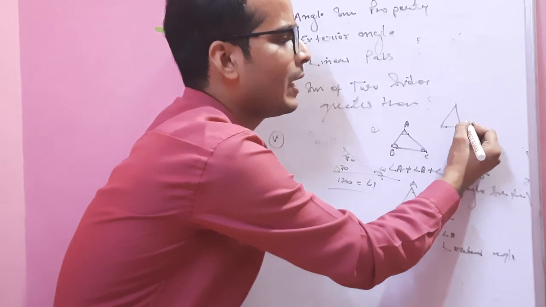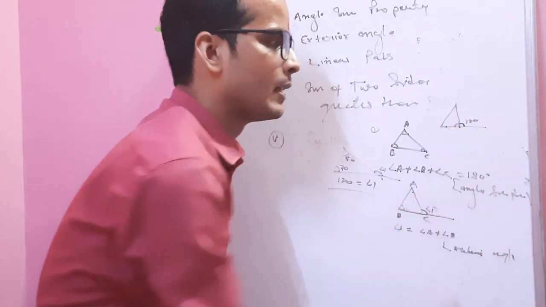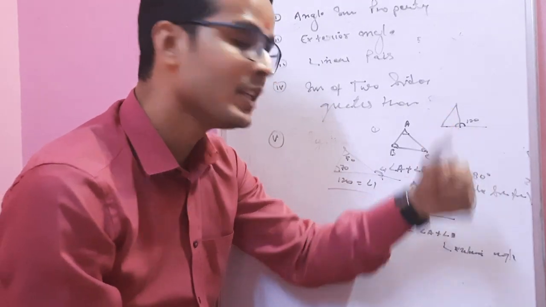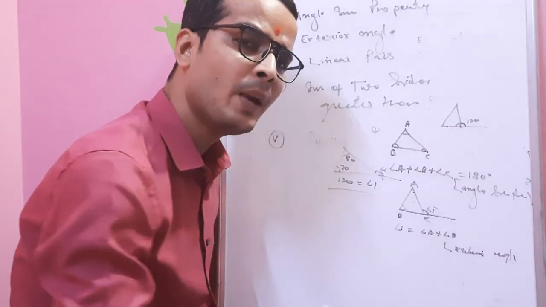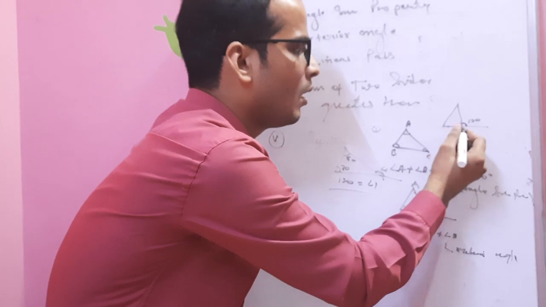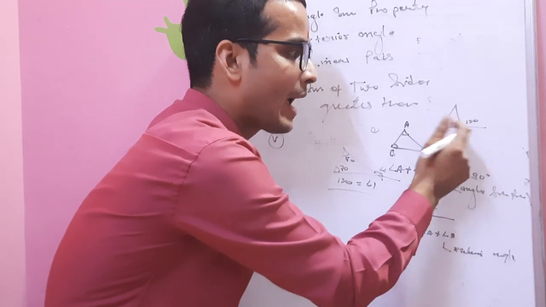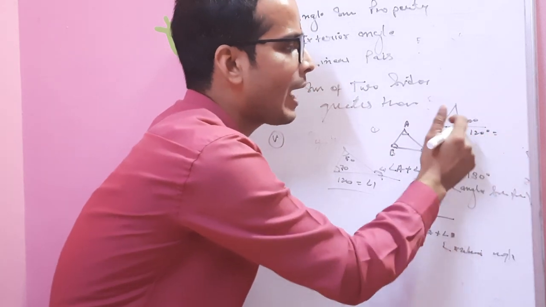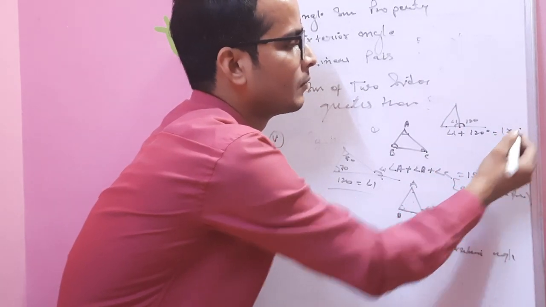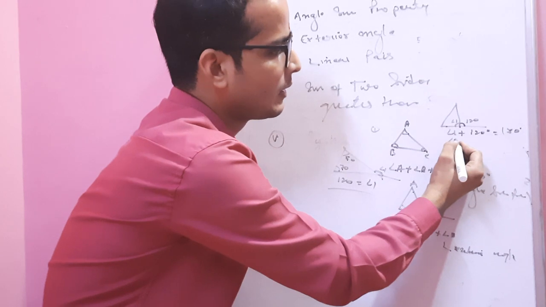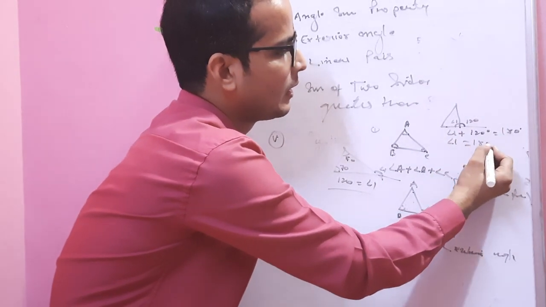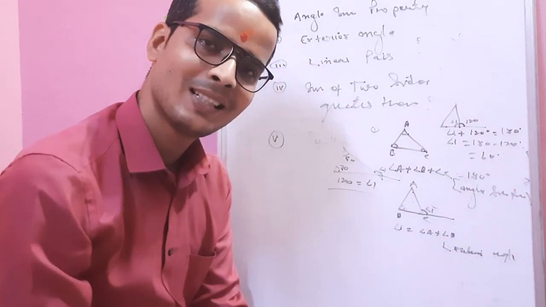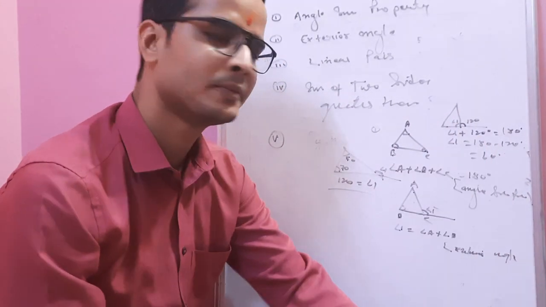Or suppose 120 is given, and you have to find these angles. You can use a linear pair to get the value of this. So the linear pair property says that, suppose this is angle 1, you can add these two angles: 120 degrees plus this angle will be equal to 180 degrees. Just subtract 120 from 180 degrees, and you can get the value of the interior angle, which is angle 1, 60 degrees.